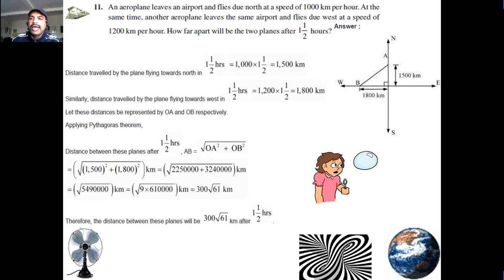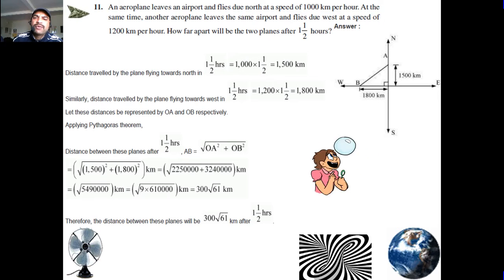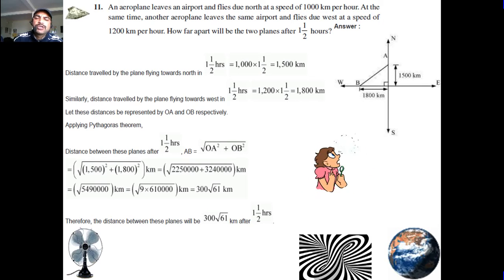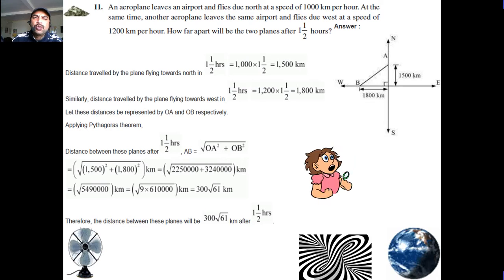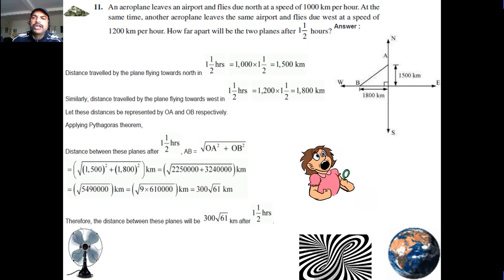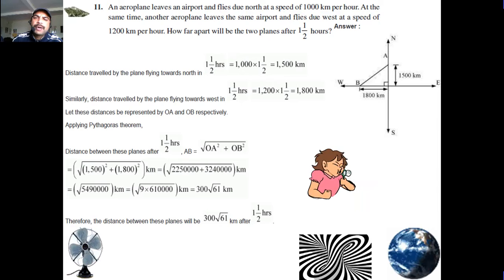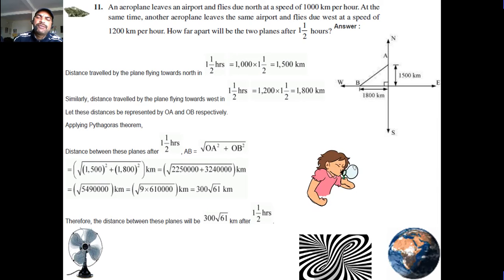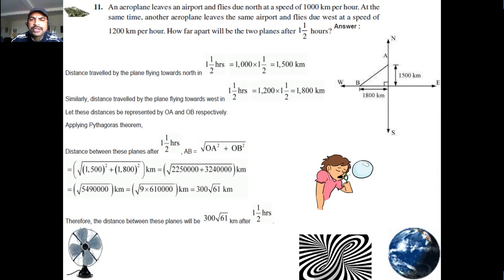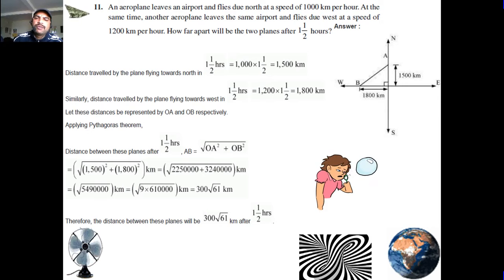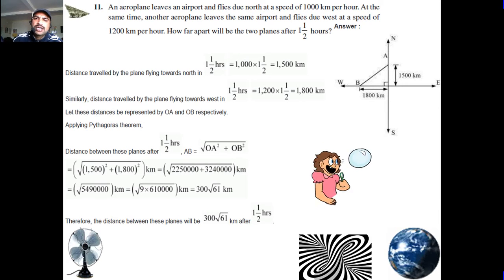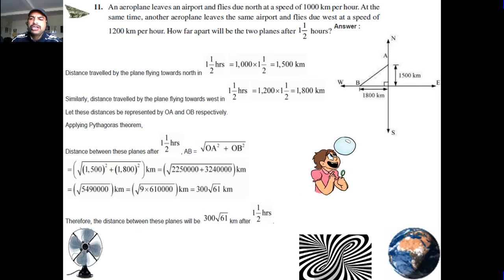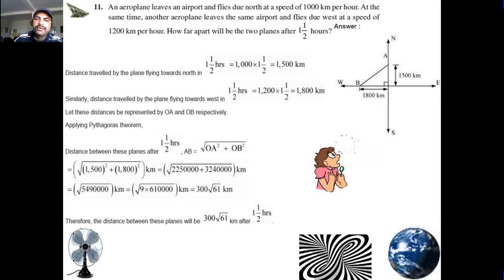Now question number 11. An aeroplane leaves an airport flying due north at a speed of 1000 km per hour. At the same time, another aeroplane leaves the same airport and flies due west at a speed of 1200 km per hour. How far apart will the two planes be after 1.5 hours? Answer: distance traveled by the plane flying north is 1.5 times 1000, that is 1500 km. Similarly, distance traveled by the plane flying toward west is 1800 km.